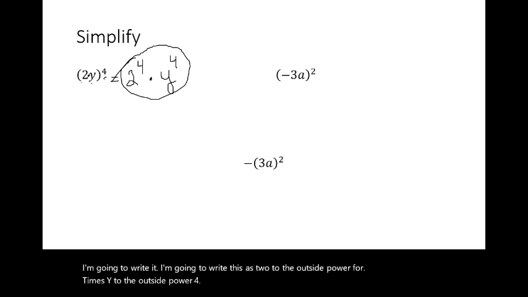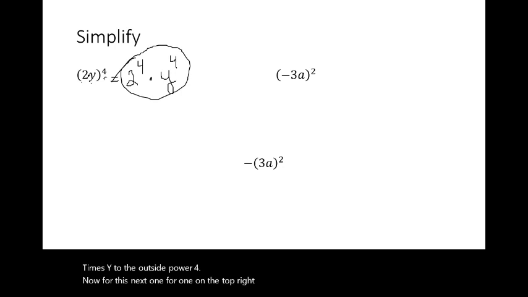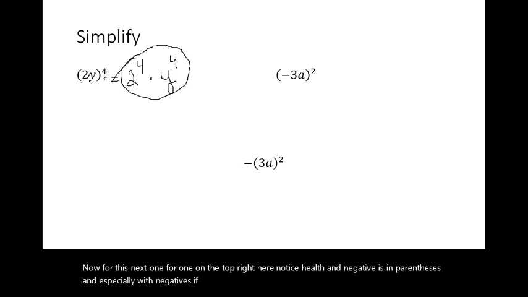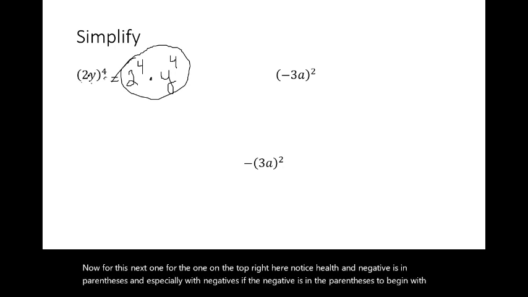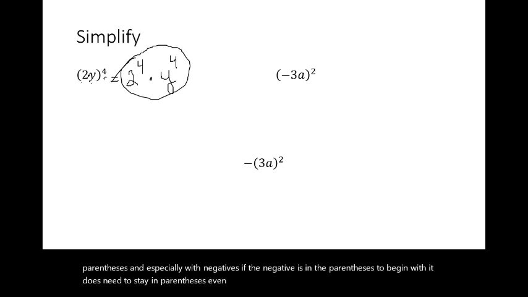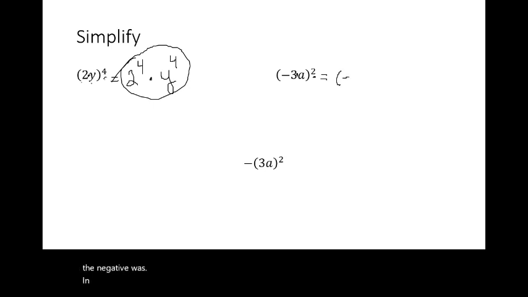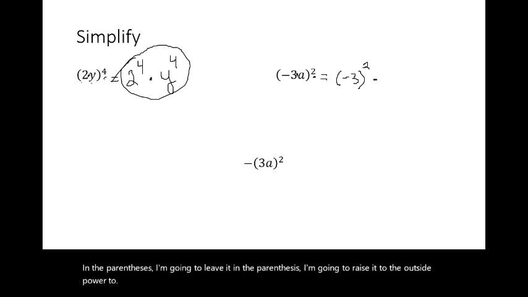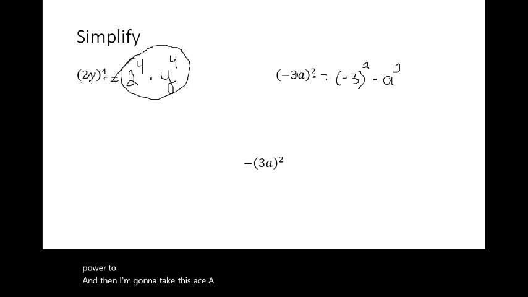Now for this next one, the one on the top right here, notice how the negative is in parentheses. Especially with negatives, if the negative is in the parentheses to begin with, it does need to stay in parentheses even after you simplify using these rules. So for negative 3 times a, all raised to the outside power 2, what we're going to do is raise each part of this product to that outside power 2. So I'm going to take negative 3, and because the negative was in the parentheses, I'm going to leave it in the parentheses. I'm going to raise it to the outside power 2. And then I'm going to take this a, and raise it to the power 2.